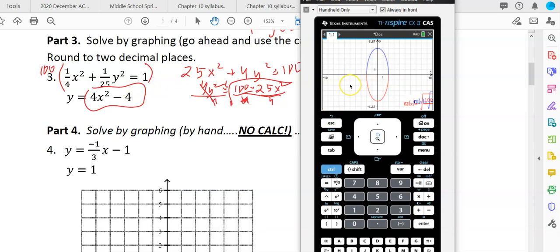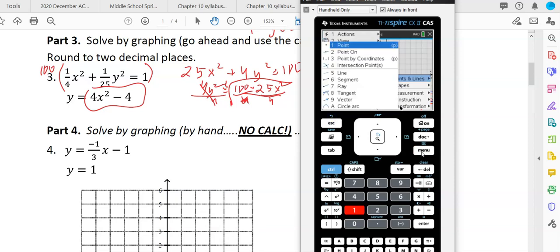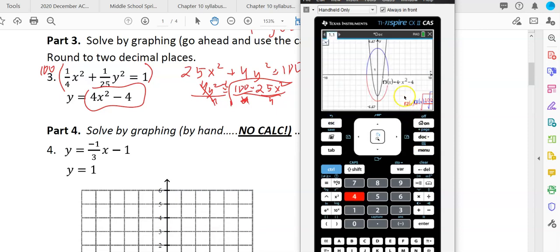So if you hit tab and type in 4x squared minus 4. Okay, so I see it does cross twice here. So menu 8, range, number 4 is intersection point. Click there, and you get the 2 intersection points there.